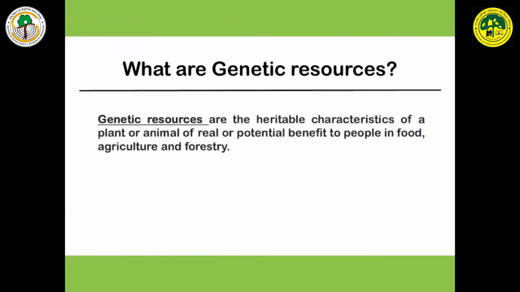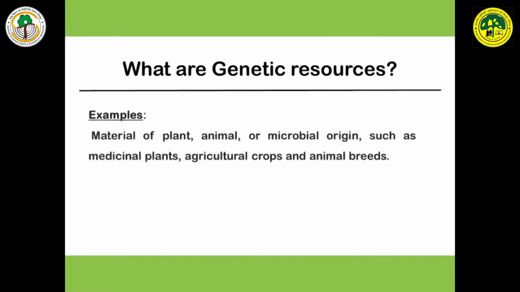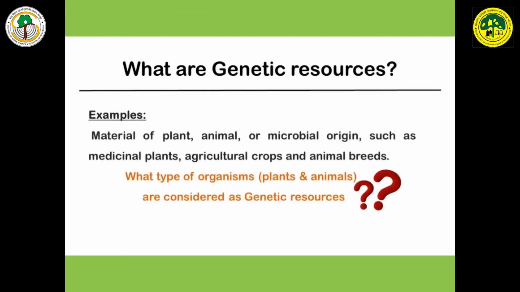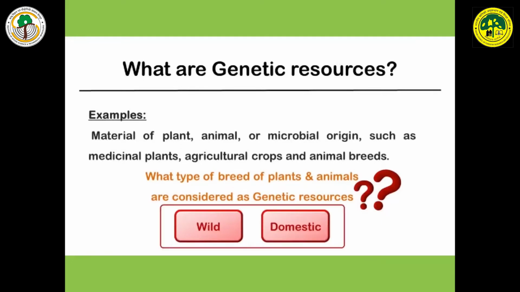Genetic resources. What are genetic resources? Genetic resources are the heritable characteristics of the plant or animal of a real or potential benefit to people for food, agriculture, and forestry. Animals, plants, and microorganisms which are used for food, agriculture, and forestry are called genetic resources. Examples are material of plant, animal, and microorganisms such as medicinal plants, agriculture crops, and animal breeds. So when you think of this, what type of organisms are considered genetic resources, whether wild or domestic? Both wild and domestic are considered genetic resources.